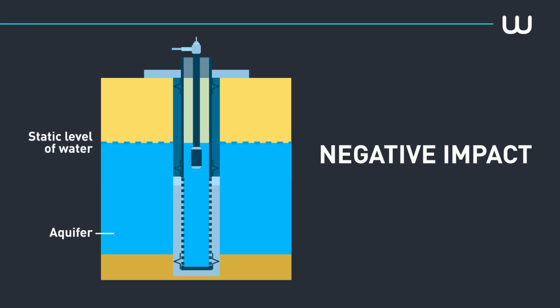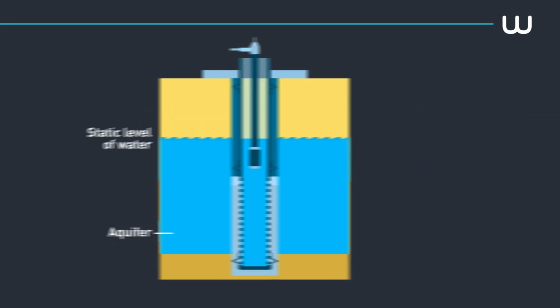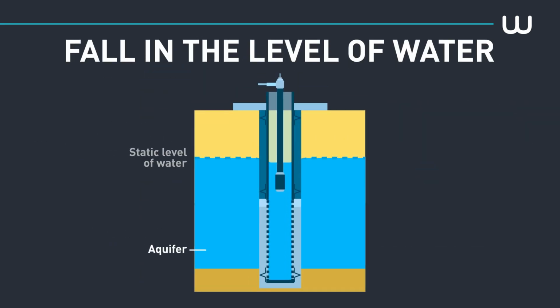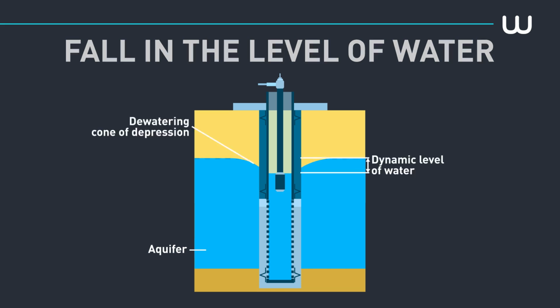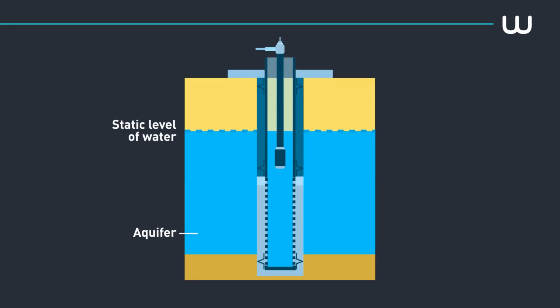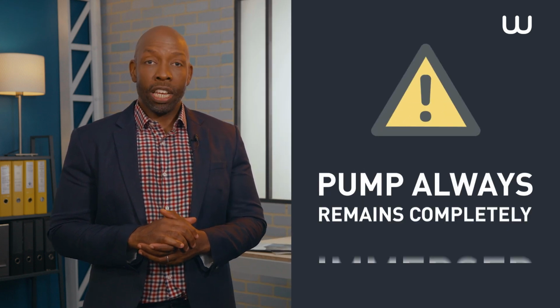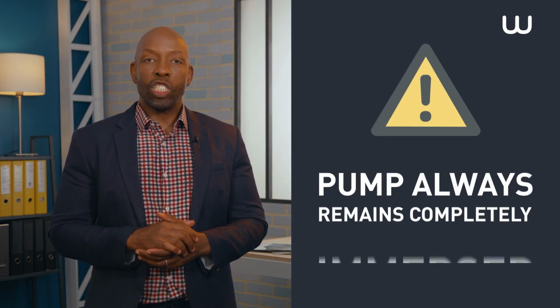Starting up pumping results in a dynamic fall in the level of water in the water table within and around the structure. This fall in level generates a depression in the form of a cone. The cone consequently formed during pumping is known as a dewatering cone of depression. When pumping ceases, the level of water progressively rises to the above-mentioned static level. It is essential that the pump always remains completely immersed below the dynamic level observed during tube well operation in order to ensure optimum operating conditions.